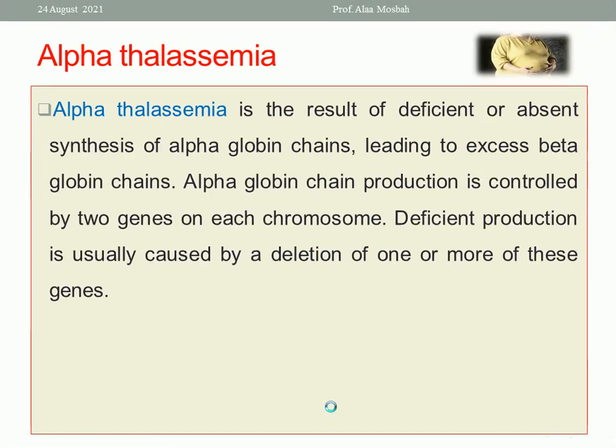Alpha thalassemia is the result of deficient or absent synthesis of alpha globin chains, leading to excess beta globin chains. Alpha globin chain production is controlled by 2 genes on each chromosome. Deficient production is usually caused by deletion of one or more of these genes. So alpha thalassemia is affected by 4 genes, 2 genes on each chromosome, while beta thalassemia is affected by 2 genes, 1 gene on each chromosome.